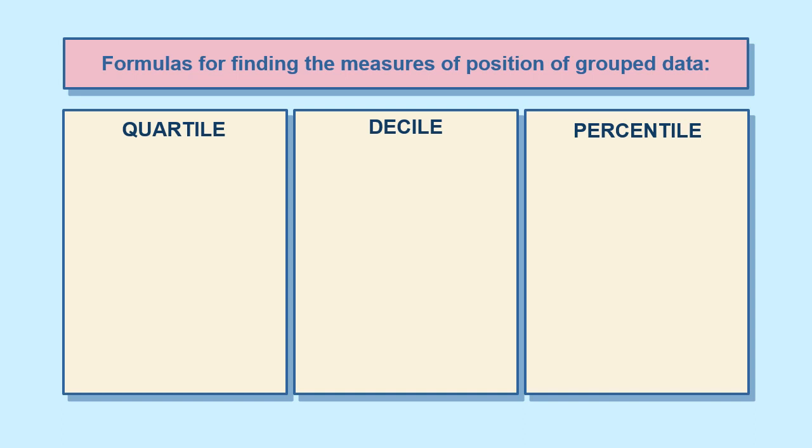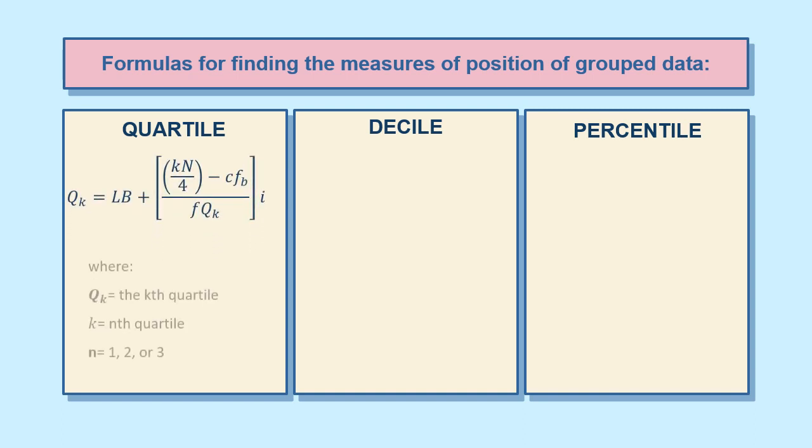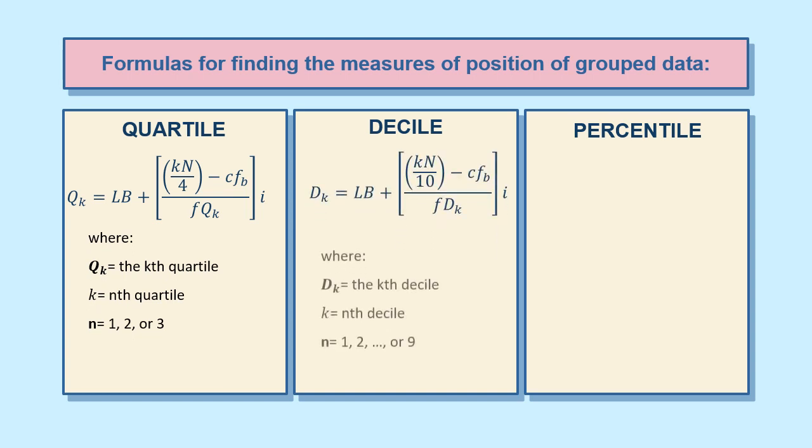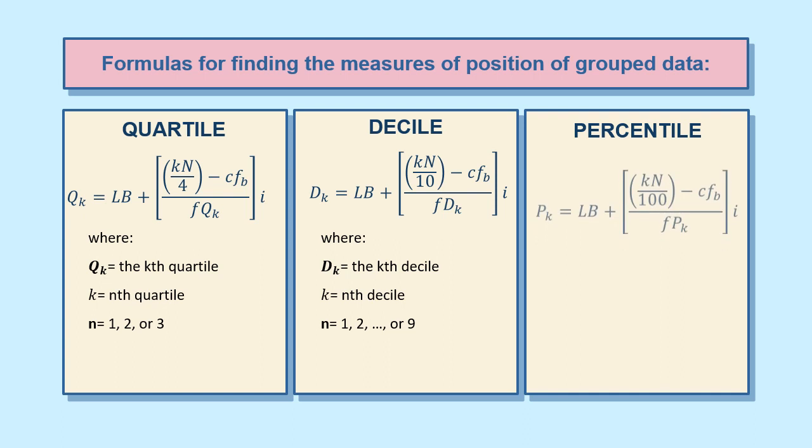Let us also recall the formulas for finding the measures of position of grouped data. For quartile, we have, for decile, and for percentile.